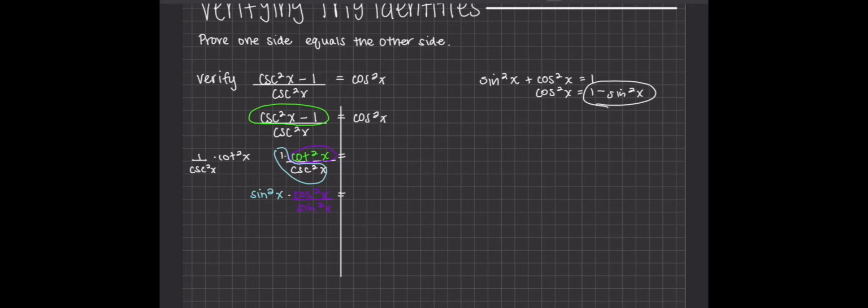Now when I go to simplify, I notice that I have sine squared on top, sine squared on bottom. They reduce to 1. Anything over itself is 1. And I'm left with cosine squared of x. This does in fact match the right-hand side.